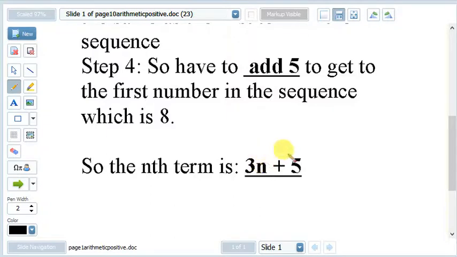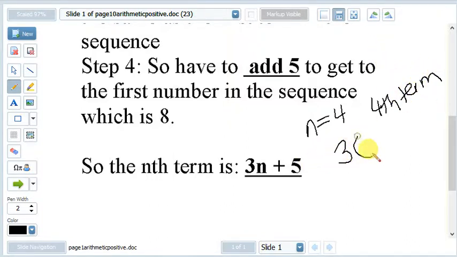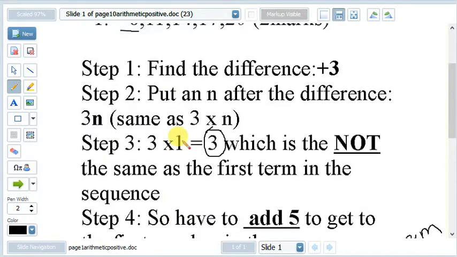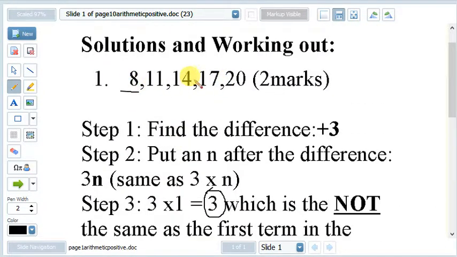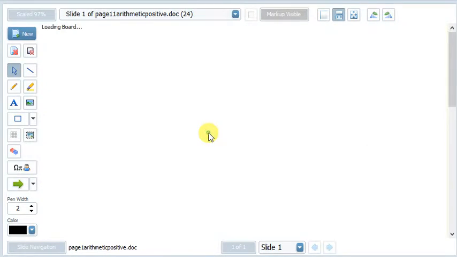And if we just have a look at, say, the fourth term, so that is when n equals 4, this would give us our fourth term. So it becomes 3 times 4 plus 5. 3 times 4 is 12. 12 add 5 is 17. And counting 1, 2, 3, 4, it's 17. Okay, so well done if you got that one correct.